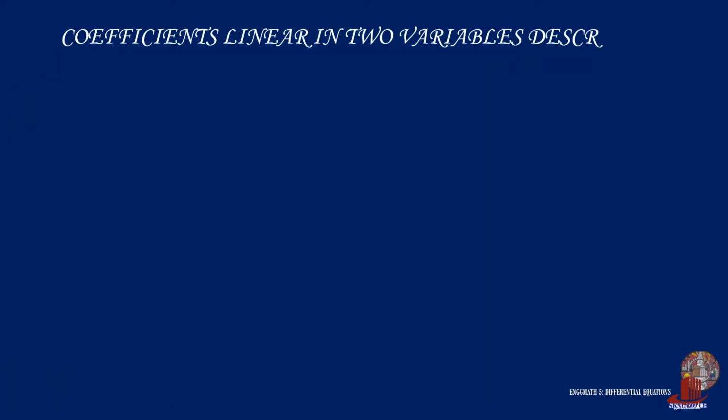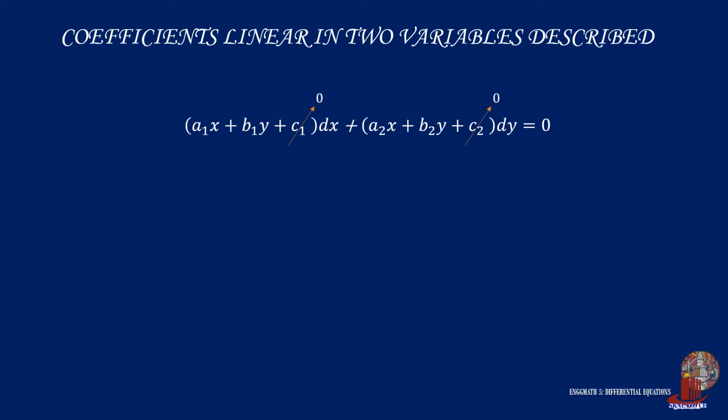In the case of a long differential equation denoted as such, where the constants c1 and c2 are 0, and x and y are in their first degree, you can see that this is a homogeneous equation. In coefficients linear in two variables, the main goal is to simplify the equation to make it homogeneous.